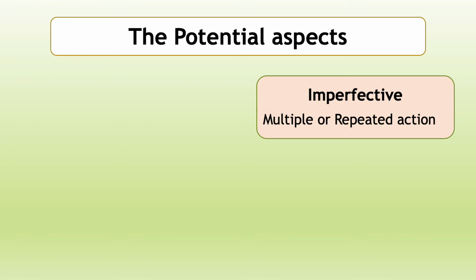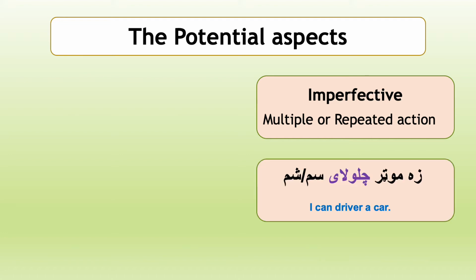In Pashto, the potential form, like other verb forms, has the imperfective as well as the perfective aspects. The imperfective aspect demonstrates multiple or repeated actions. For example, the motor chalawalaysam. I can drive a car.